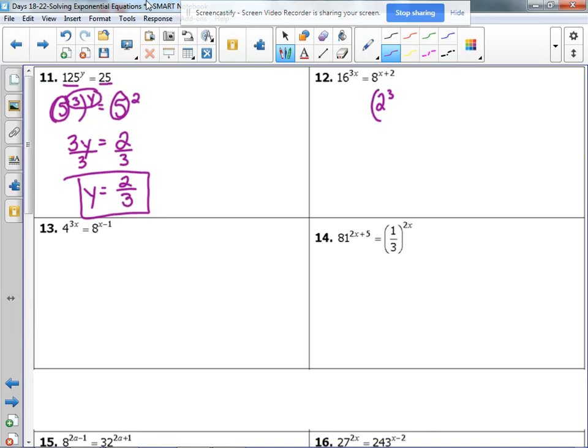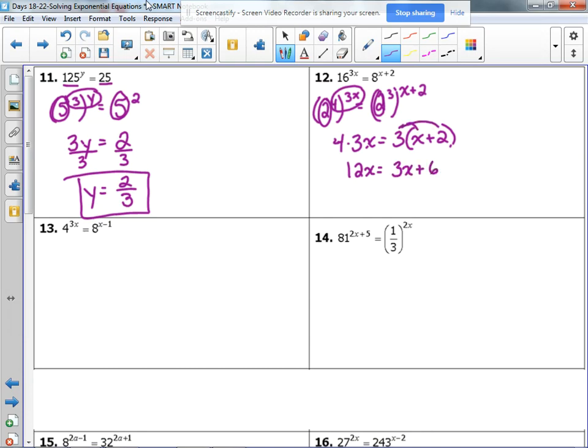2 to the third is 8, and 2 to the fourth is 16, so 2 is our common base here. So we've got the same base on both sides. Power raised to a power, we multiply. 4 times 3x, 3 times x plus 2. Don't forget that you need parentheses around the x plus 2, because you've got to distribute there. So on the left side, we have 12x. On the right side, we have 3x plus 6.